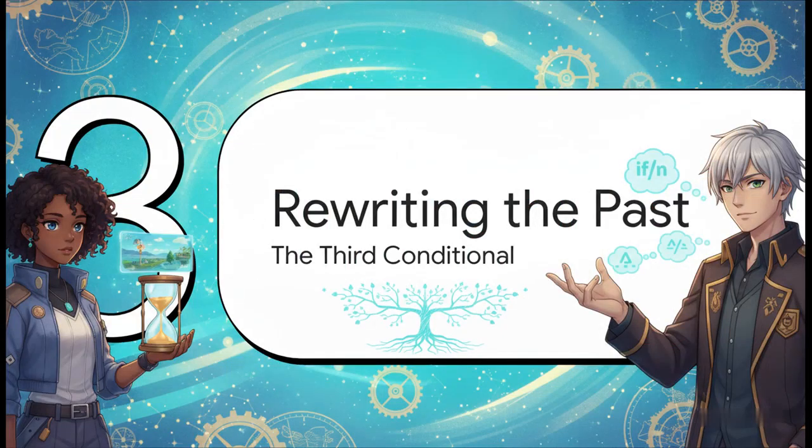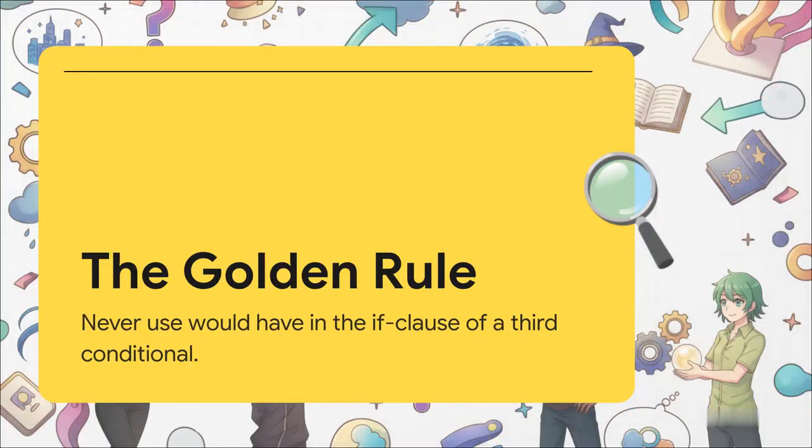Section 3, rewriting the past. Okay, I'm putting on my master tutor hat for just a moment because this is incredibly important. Here is your golden rule. Never use would have in the if clause of a third conditional. This is quite literally one of the most common mistakes made in spoken English. You absolutely must keep would have far, far away from the word if.